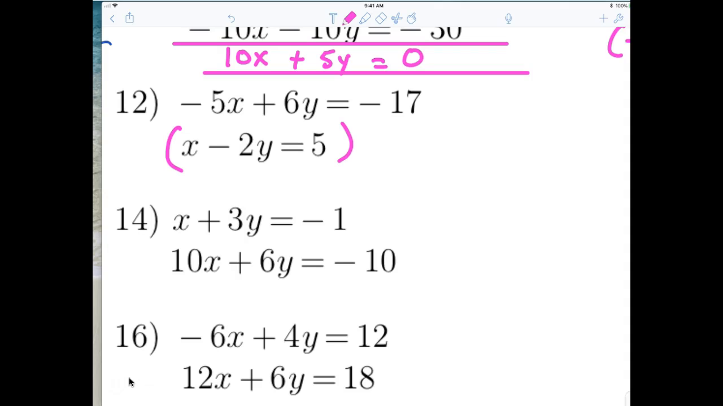If I multiply this by 3, I end up with a negative 6y. And now the y's will do what? Cancel. He's like, well, that's not what I did. I multiplied by 5. When you multiply by 5, that becomes a 5x. And now the x cancels.